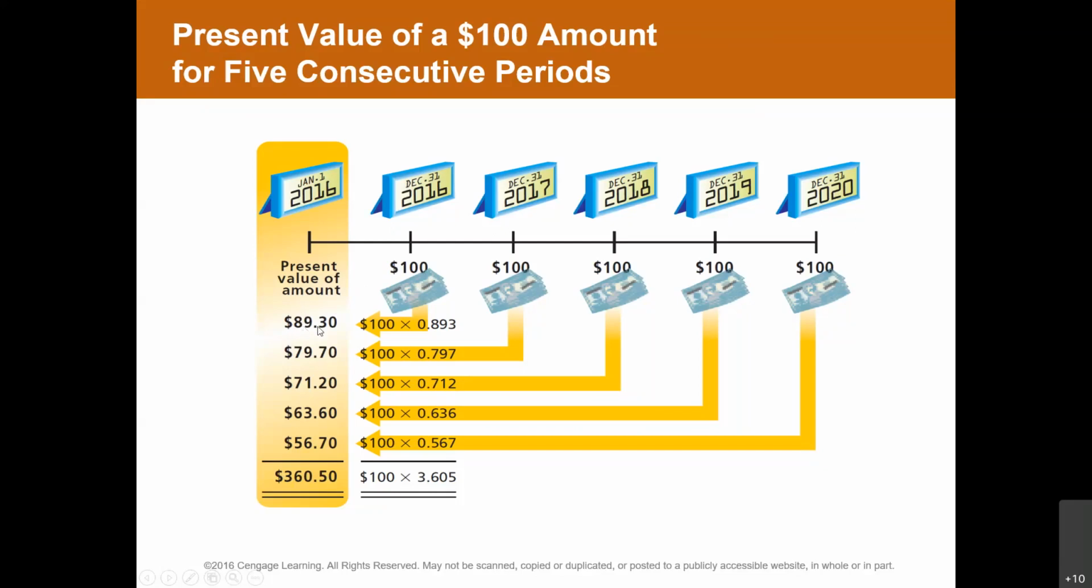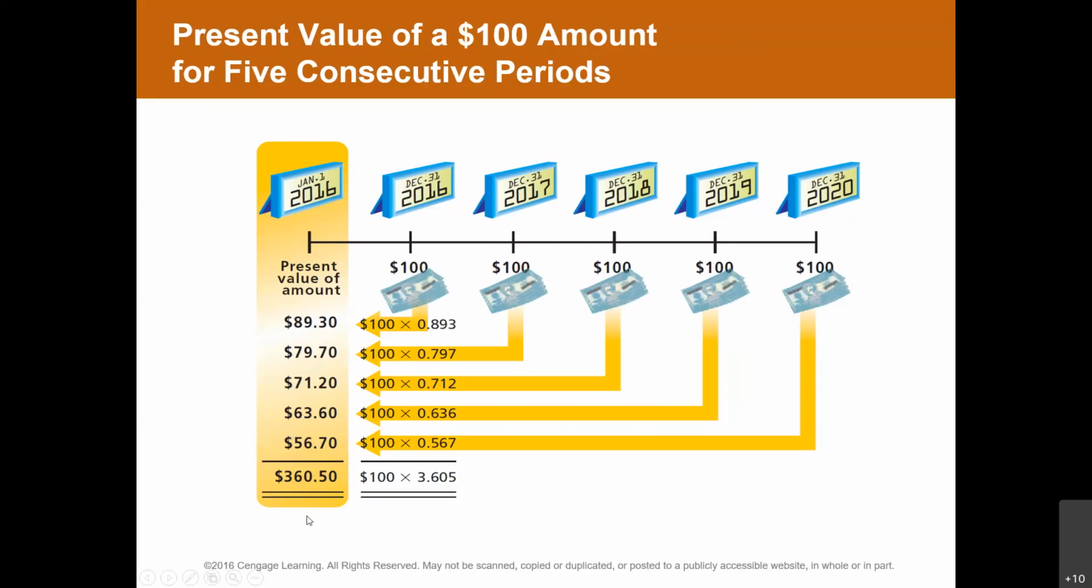So for the first year, I would need to invest $89.30 in order to get $100 for that following year. The second year, I would need to invest $79.70 in order to receive $100 for that next year, 2017. $71.20 needs to be invested in order to receive $100 in 2018. $63.60 needs to be invested in order for me to get $100 in 2019. And $56.70 needs to be invested today in order for me to get $100 in 2020.